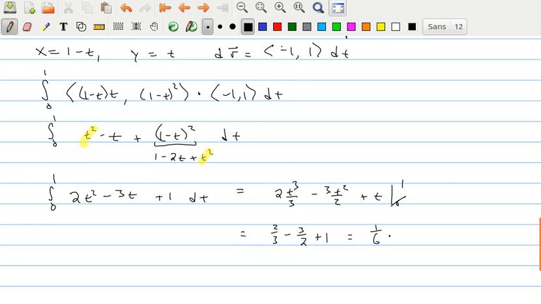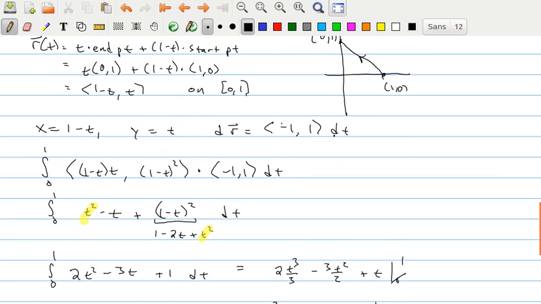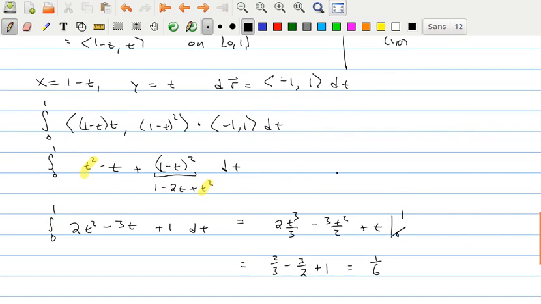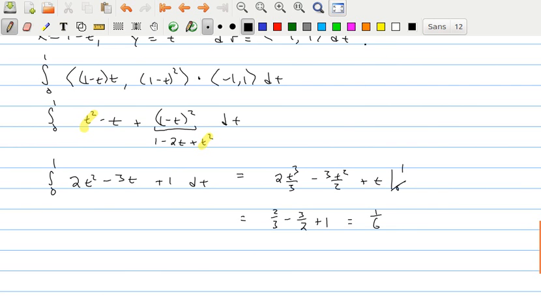So you can think of this again as the amount of work done on a particle constrained to move along this path, acting under this force field. So that's the idea of line integrals. We'll get a chance to see more of these in class.